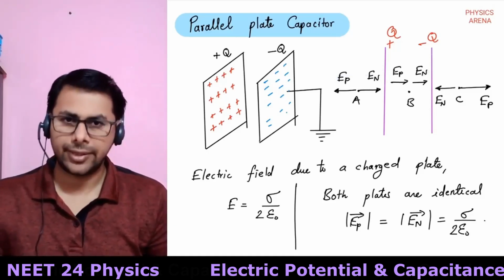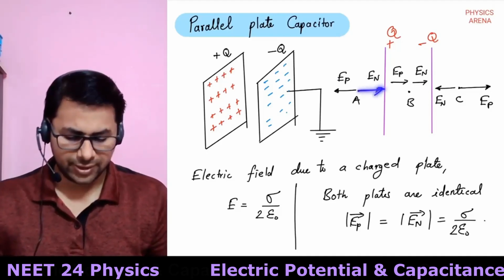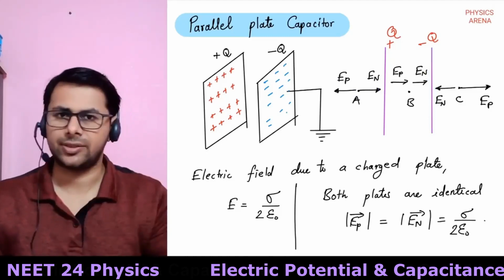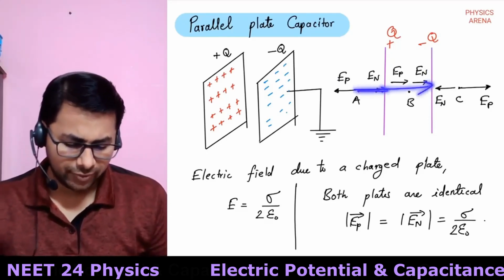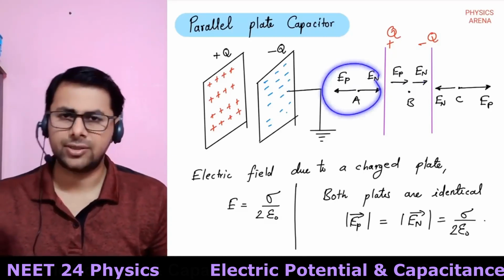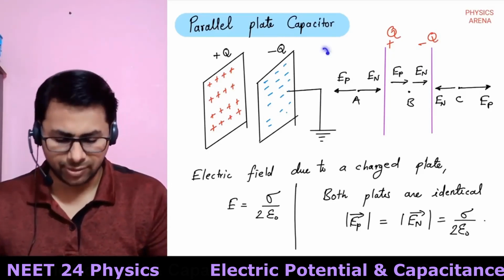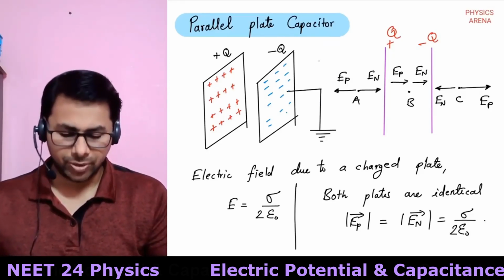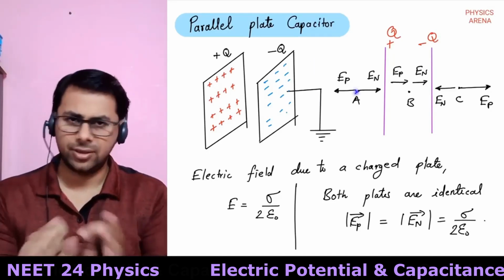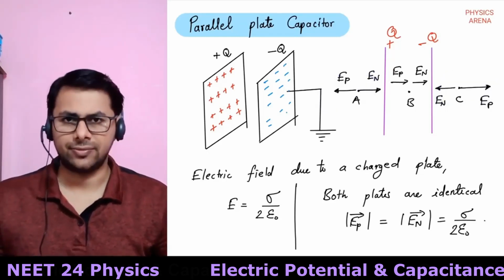The electric field due to the negative charge will be in this direction, right? The negative charge will pull any positive charge towards it, so it is along the inward normal to the plate. Their magnitudes are the same because the charge on them is the same and the area of them is the same. Sigma upon 2 epsilon naught is the electric field due to one plate. So the electric field gets cancelled out in this region as well as in this region.